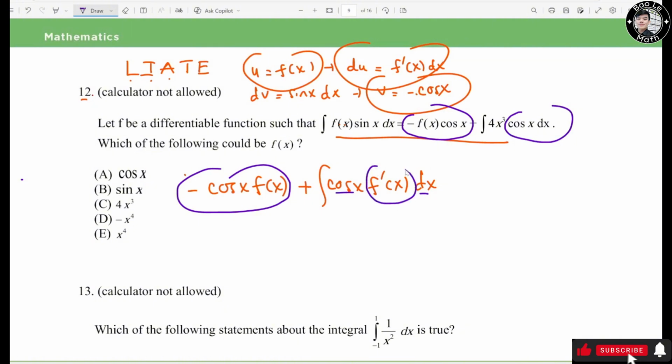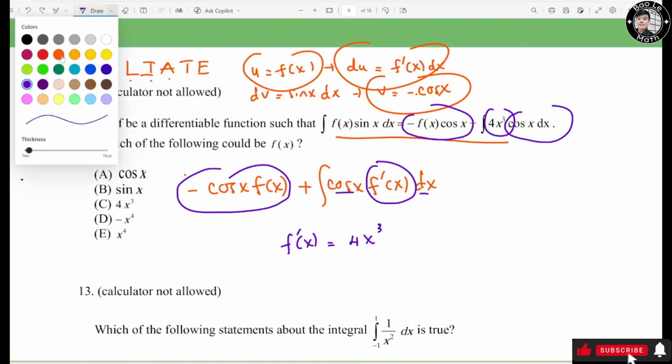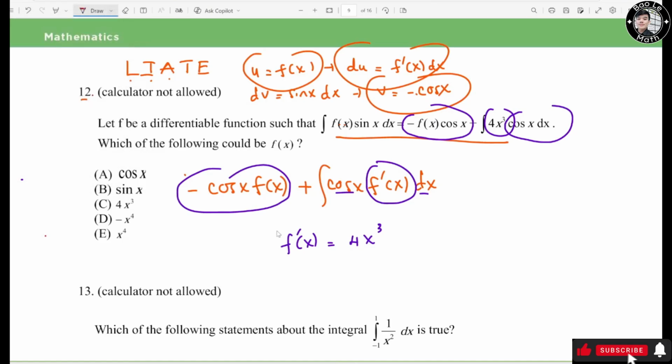So f prime of s equals 4s cubed, right? Take the antiderivative of both sides with respect to s, right? So we have f of s equals 4s to the 4 over 4, right? So then it's going to be s to the 4, right? The answer must be E.